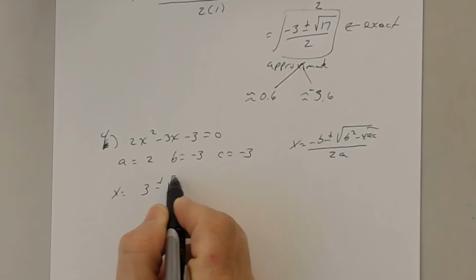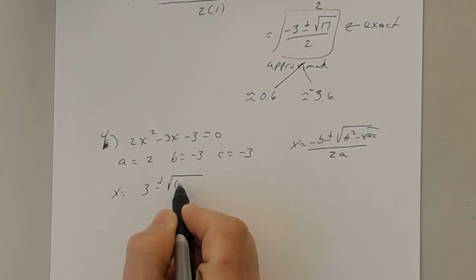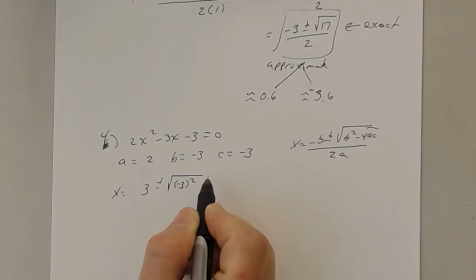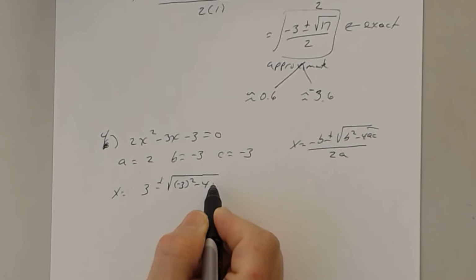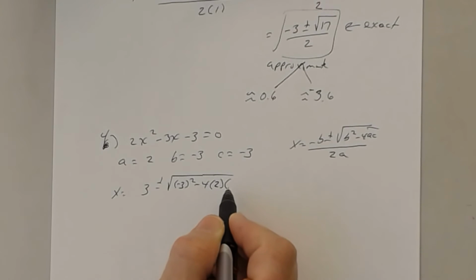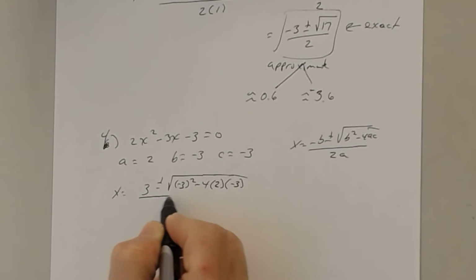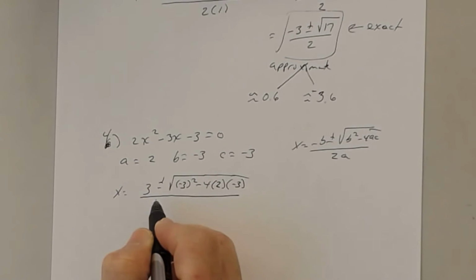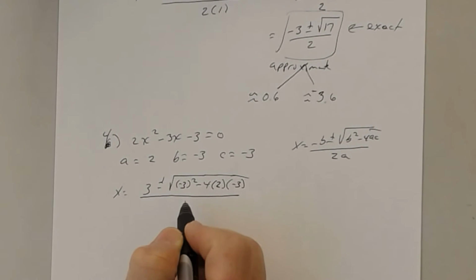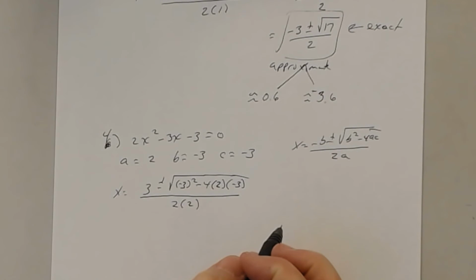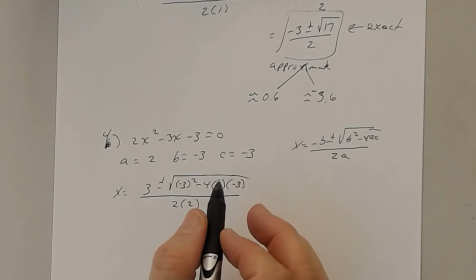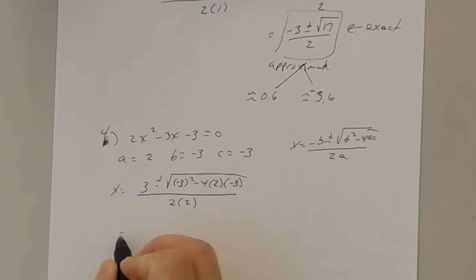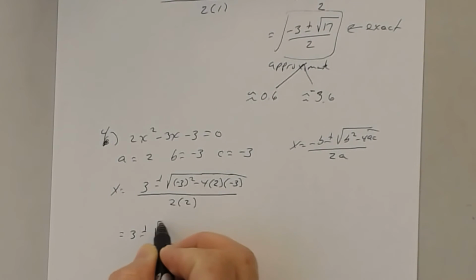Plus or minus the square root of, okay, put parentheses, negative 3 squared, right? Minus 4 times a, what's a? 2 in parentheses times c in parentheses, which is negative 3. All of that, make sure you extend that division symbol all the way. 2 times a, so that's 2 times 2. All right, we're going to simplify the discriminant. I get 3 plus or minus the square root.